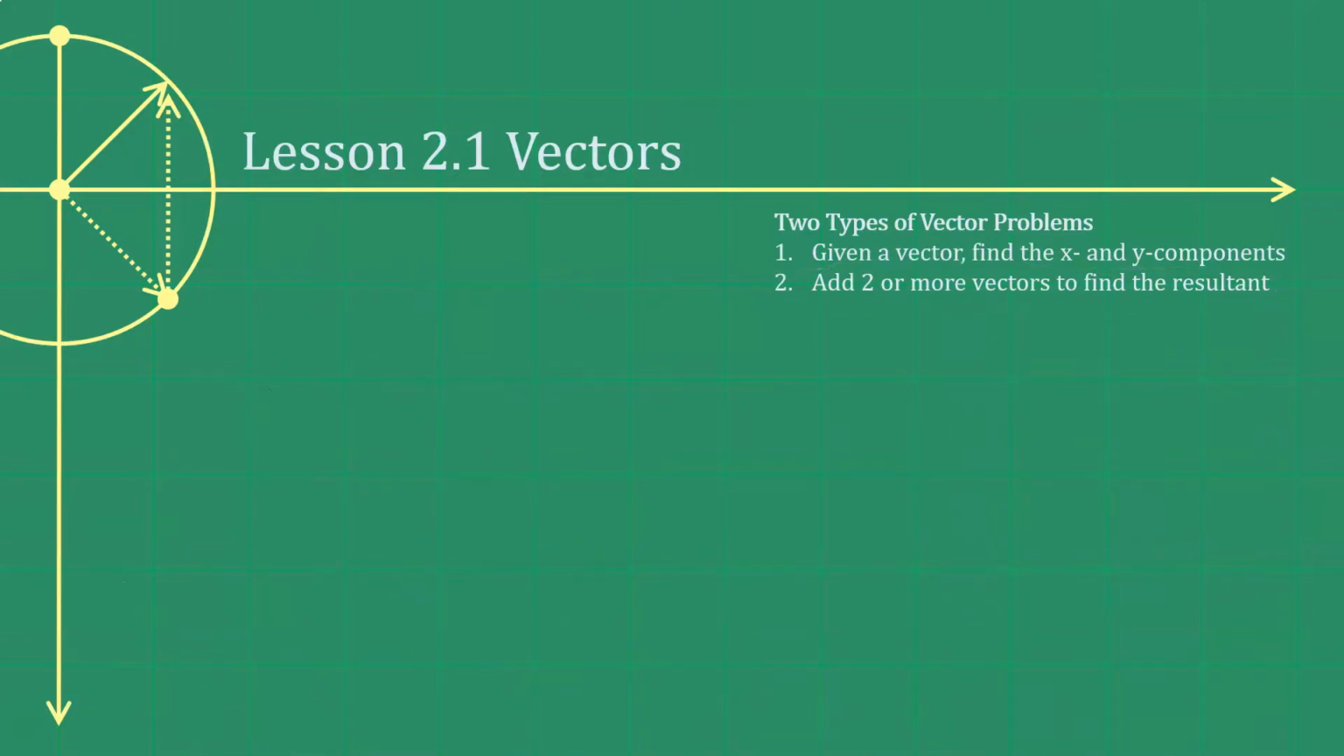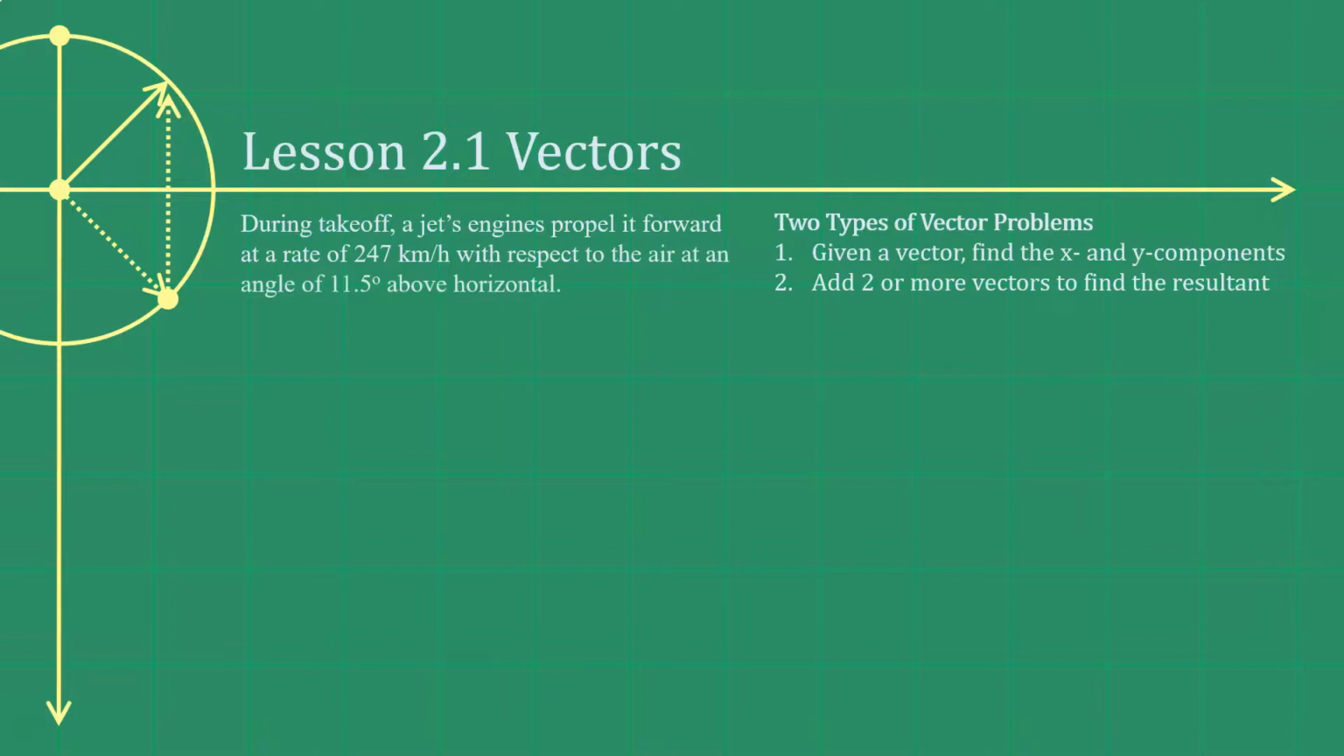Now, these sorts of problems where we are measuring displacements are very concrete. We're used to considering changes of positions in certain directions in the real world. But what about a problem that's a little more abstract, like this one? During takeoff, a jet's engines propel it forward at a rate of 247 kilometers per hour with respect to the air at an angle of 11.5 degrees above the horizontal.